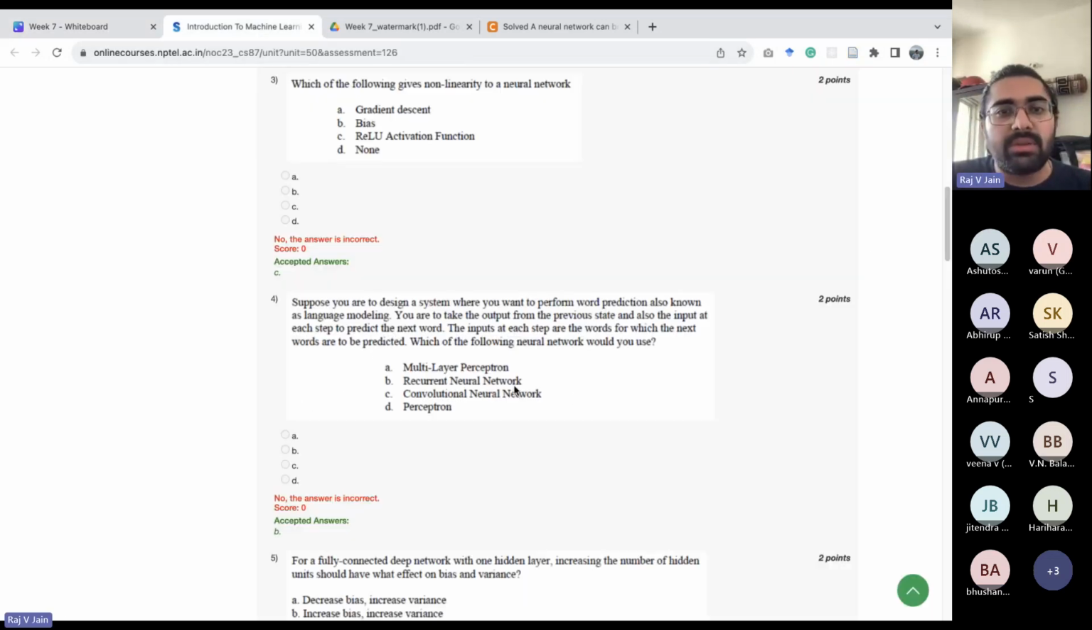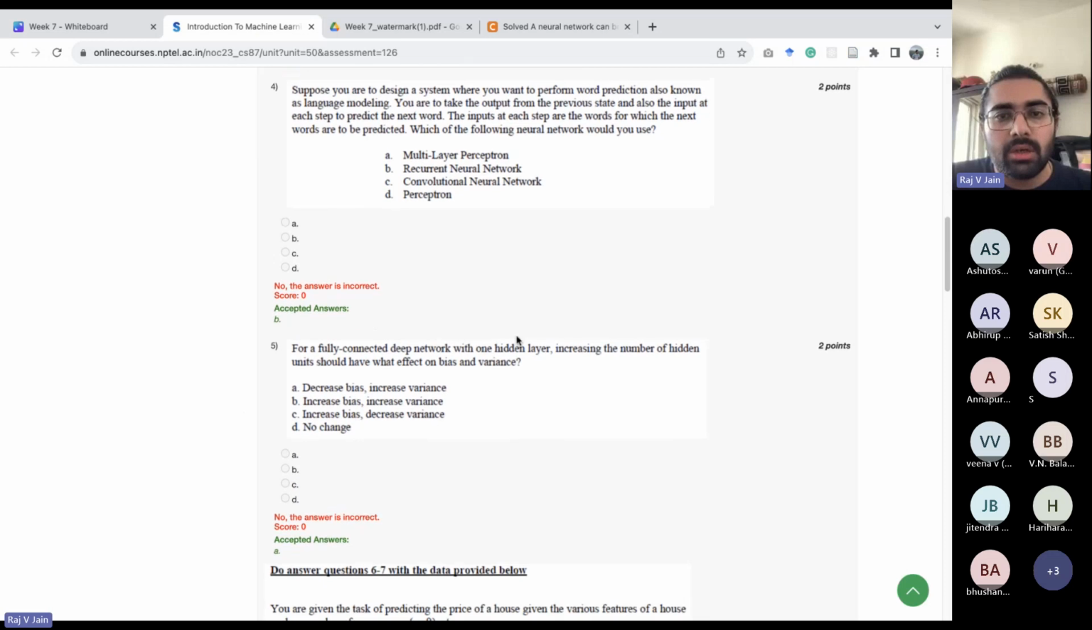All right. Question 3. Question 4. Suppose you're asked to design a system where you want to perform word prediction. You want to take the output from the previous state, and also the input at each step, to predict the next word. Which of the following neural networks will you use? So the answer is recurrent neural network.